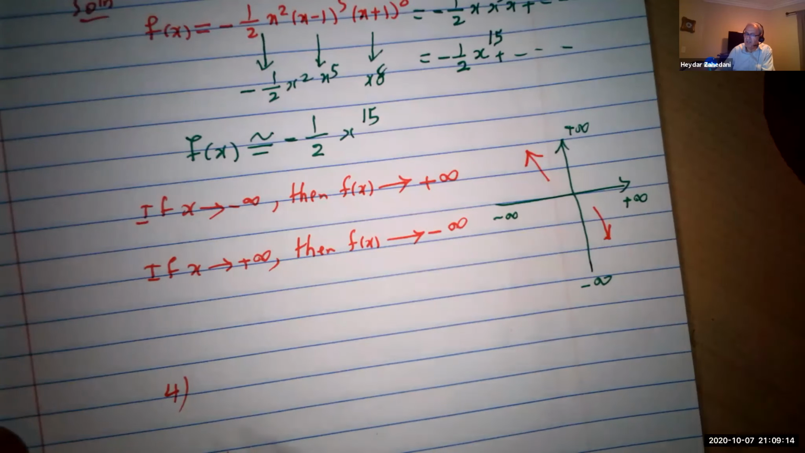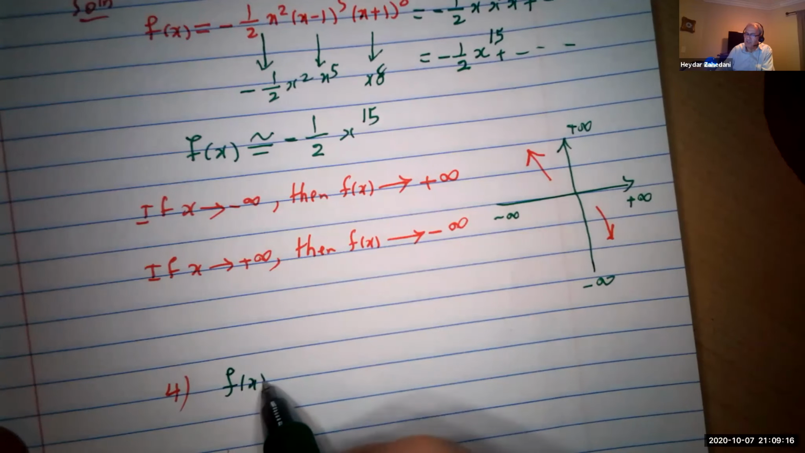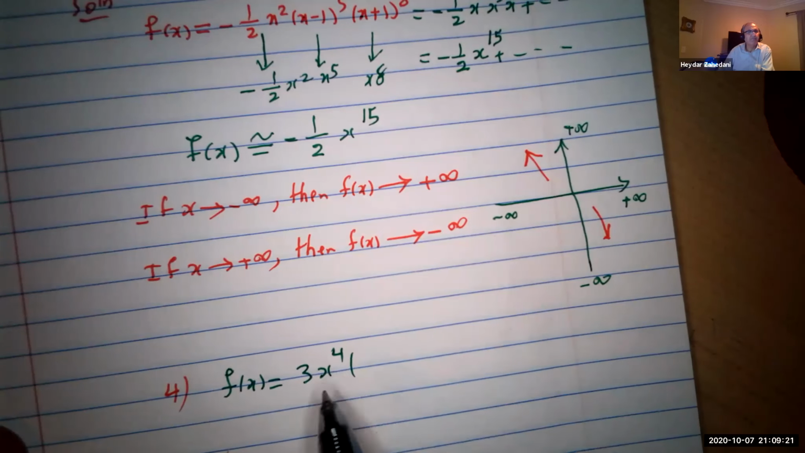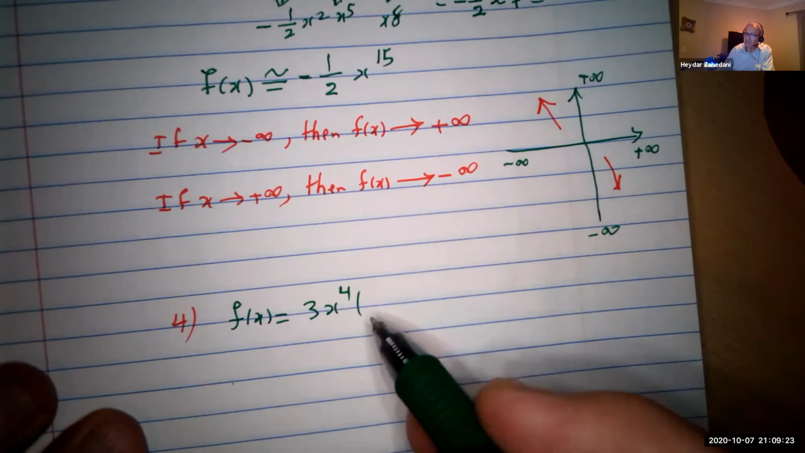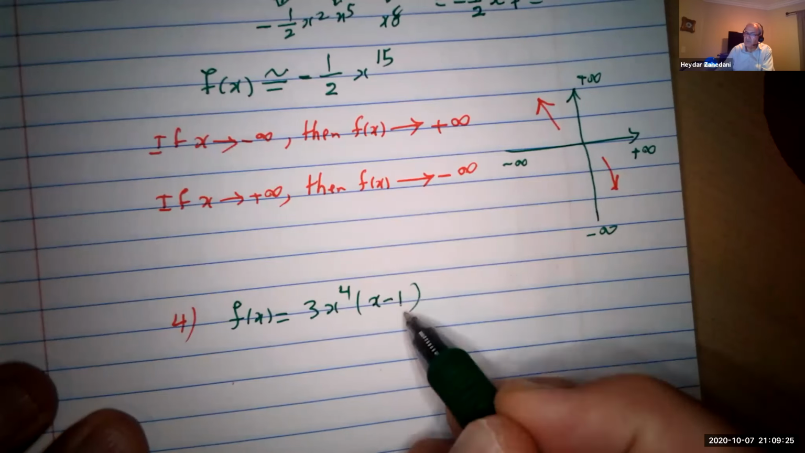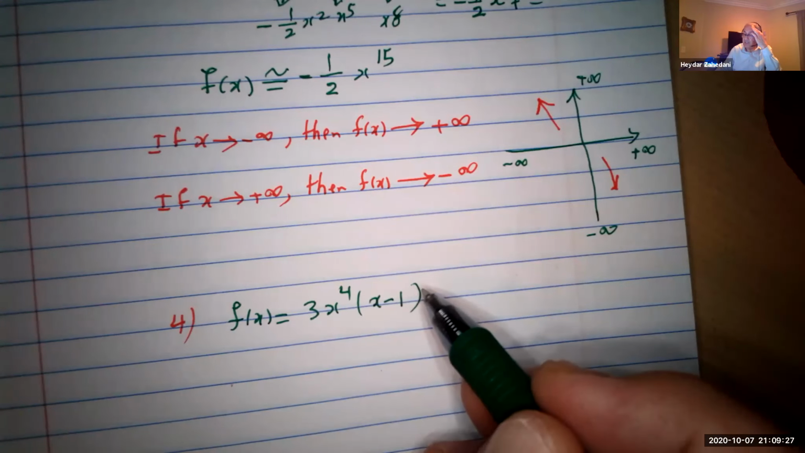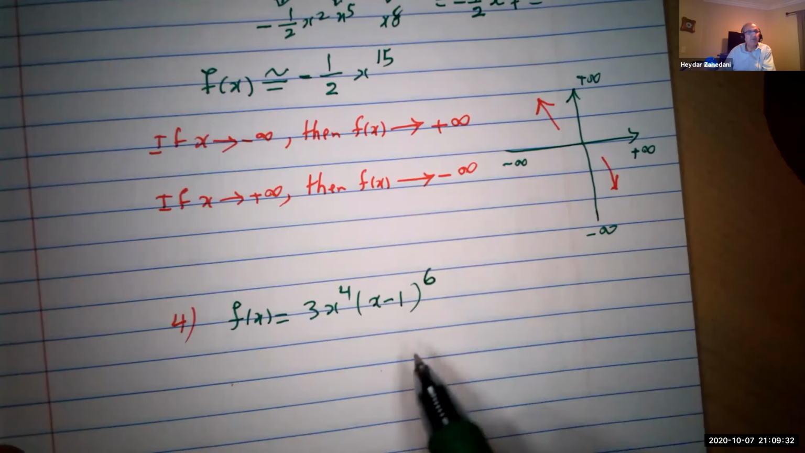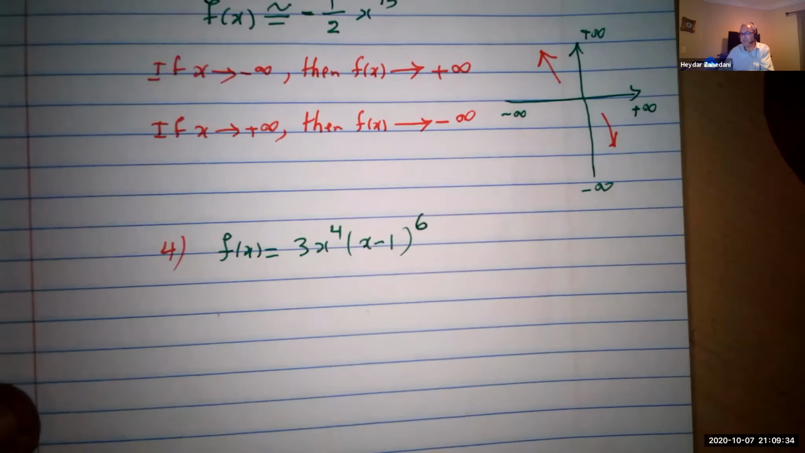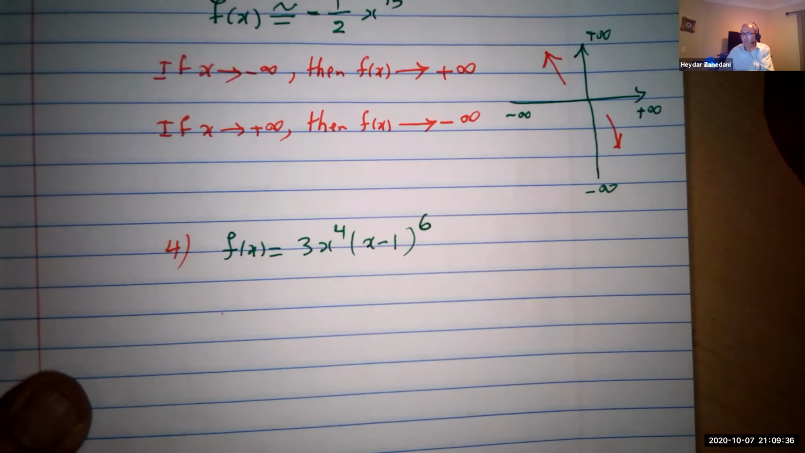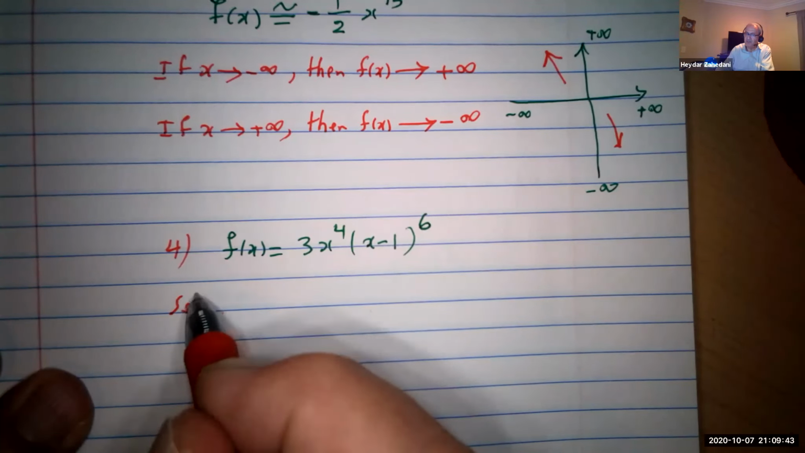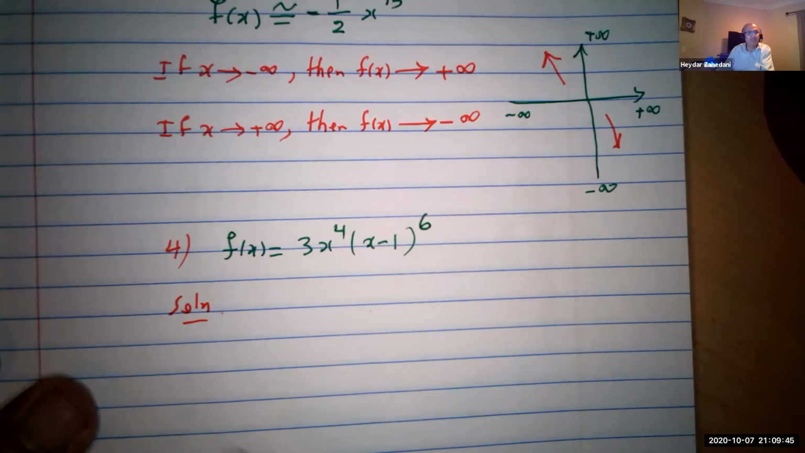But the quick one is, this is one of the problems in your book: 3x to the fourth, and this is going to be x minus 1, okay, x minus 1 to the 6. I want something with an even power so that you can see it. You see, this is easy to shrink. So the solution is going to be just getting the leading term.